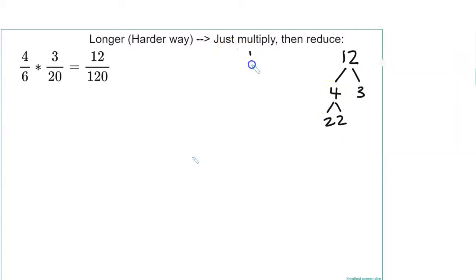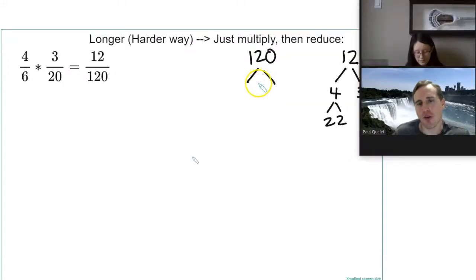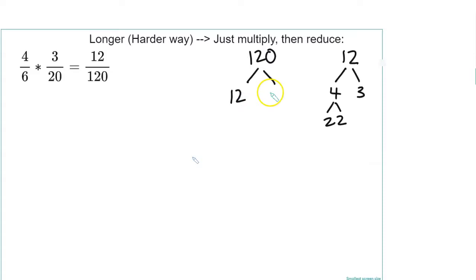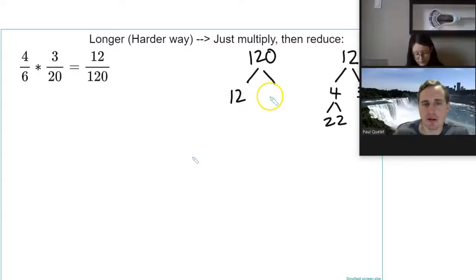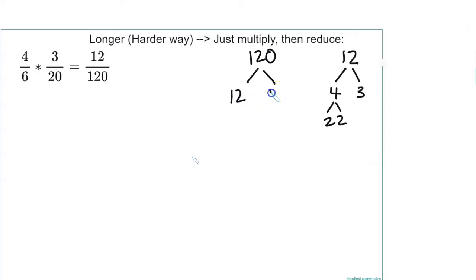Now if we start off with 120, again, you can start off however you like. You can start off with 60 times 2, 40 times 3, I meant to say. But you could also start off with 12 times what? Because it ends in a 0. 12 times what?